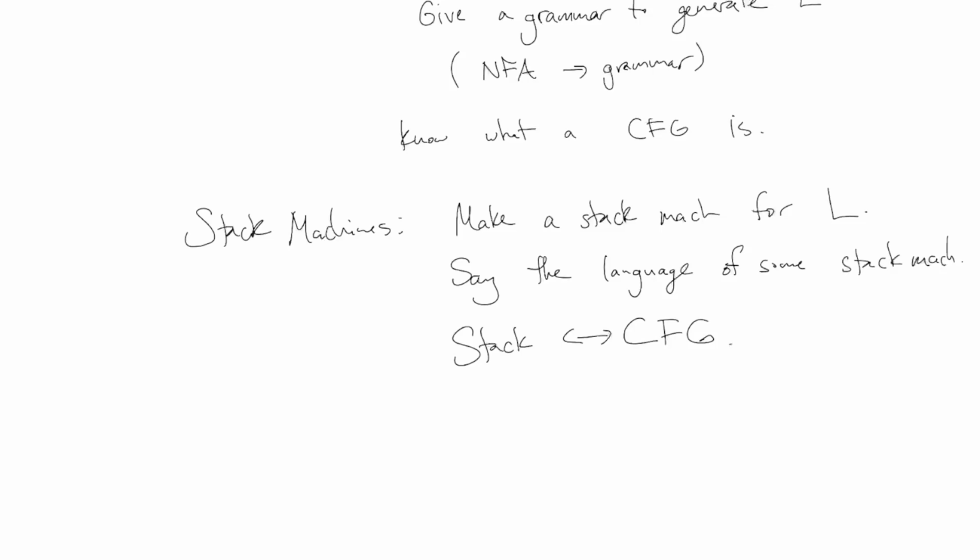And this is, in my opinion, the best way to answer questions of this type. If I ask you to make a stack machine for some language, to me, the easiest way to do that is to make a grammar and then convert to a stack machine, because I find it much easier to think in terms of creating grammars than creating a stack machine. So I would say this question on its own can be quite difficult, but if you know how to interoperate stack machines and grammars, then it's not so hard. Just make a grammar and convert it to a stack machine.